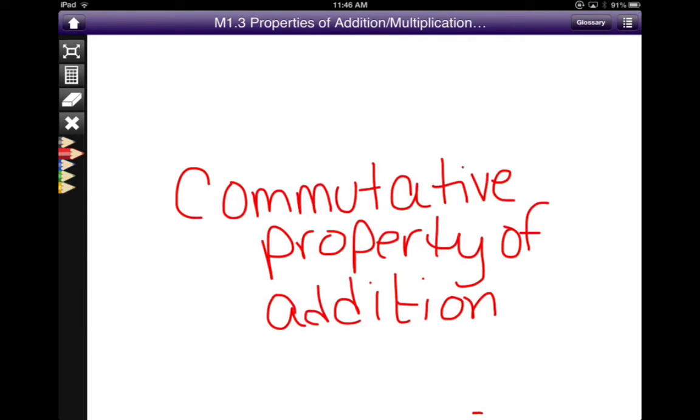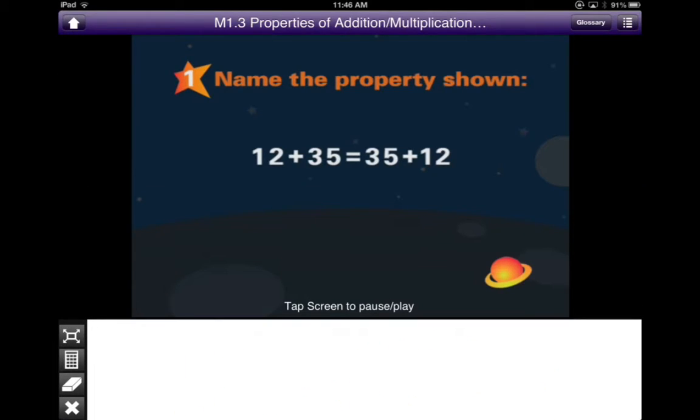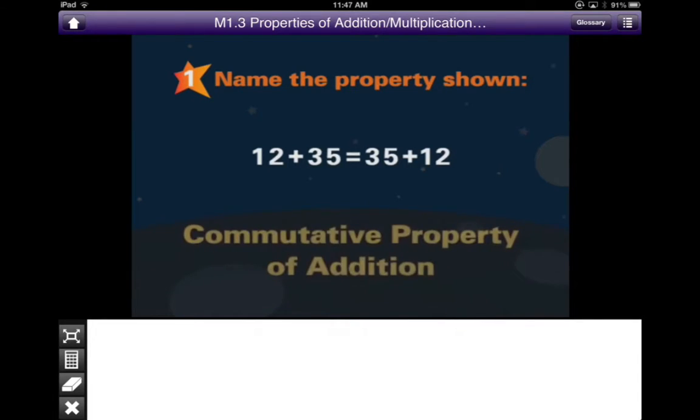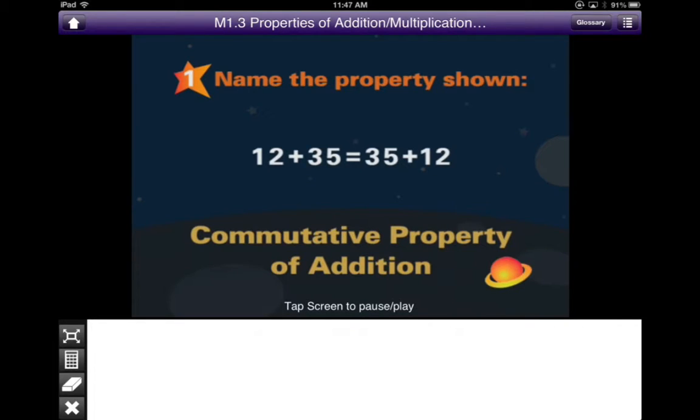Hopefully you wrote that down as well. If you add in different orders, you get the same sum. That's the commutative property of addition. You're right. Let's do another practice problem.